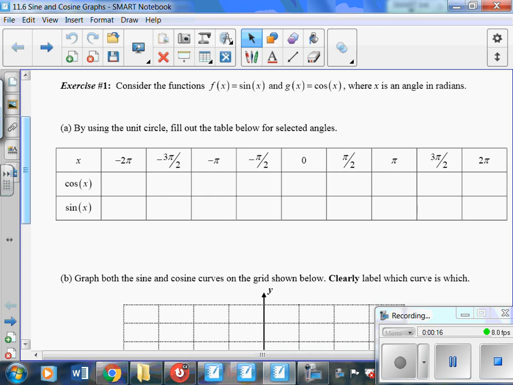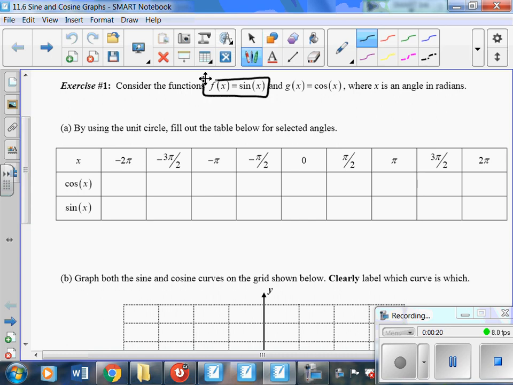So in exercise 1, it says consider the functions f of x equals sine x and g of x equals cosine x, where x is the angle in radians. That's really important to make sure that you are underlining. So by using the unit circle, fill out the table below for the selected angles.